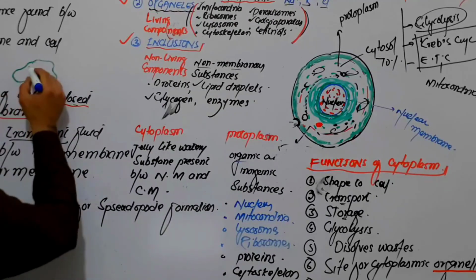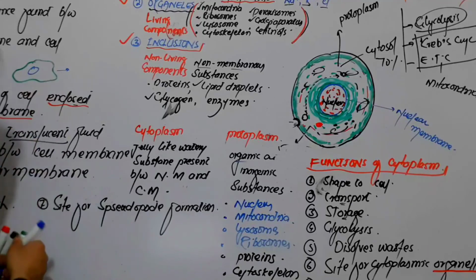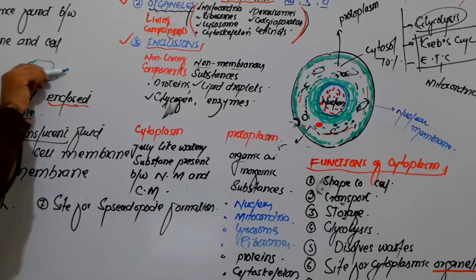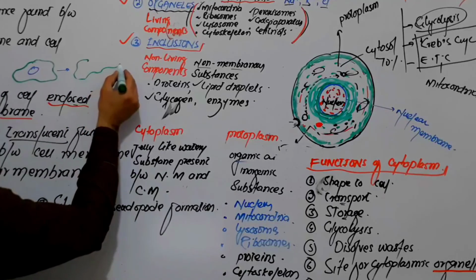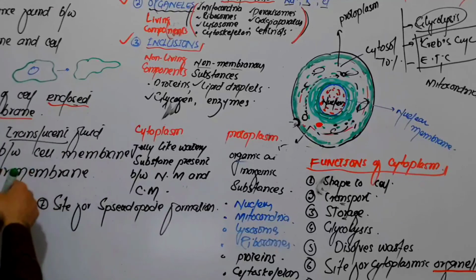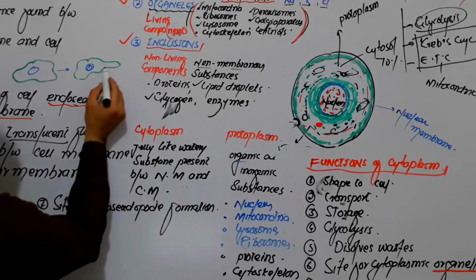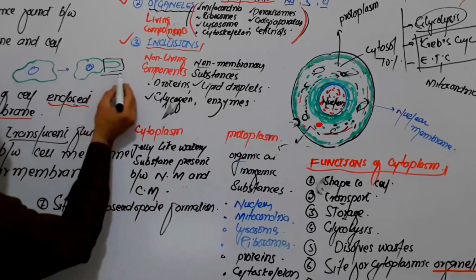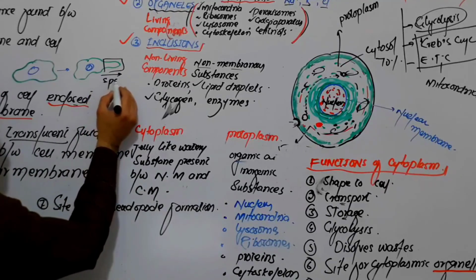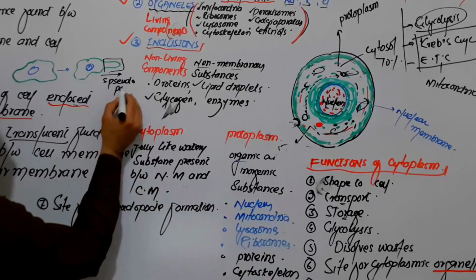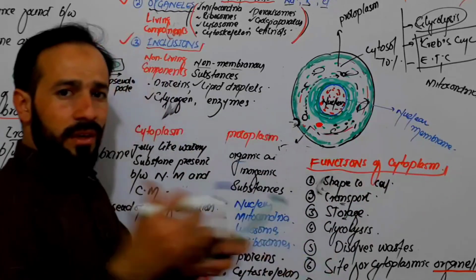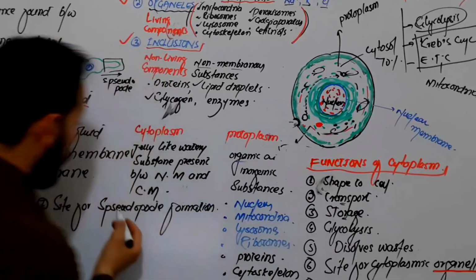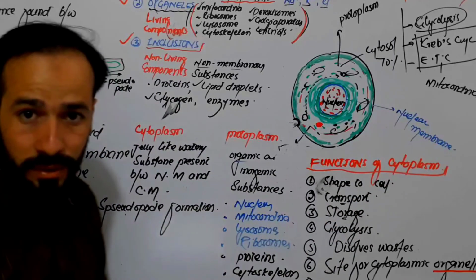When amoeba wants to make a movement in this direction, it will push its cytoplasm and will make a structure like this. So this structure in which the cell membrane and cytoplasm have gone a little bit forward is called a pseudopod. And through this pseudopod, the amoeba moves forward in any direction. So cytoplasm is the site for pseudopod formation.